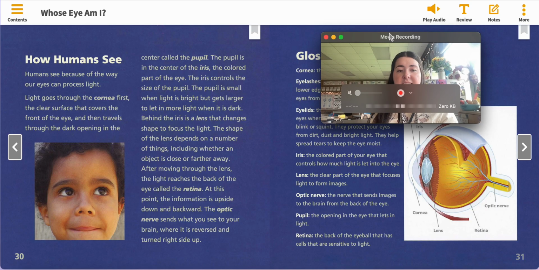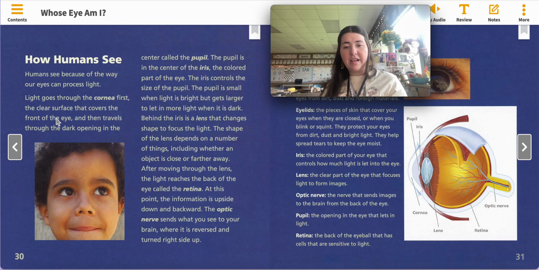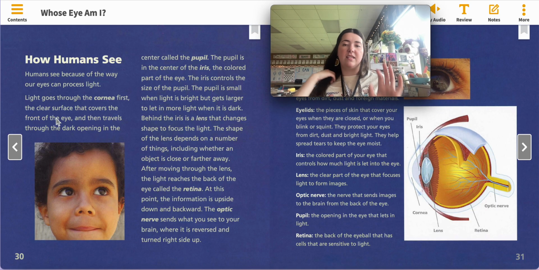All right, and then this says, it's a little tidbit on human eyes, how humans see. Humans see because of the way our eyes can process light. Light goes in through the cornea first, the clear surface that covers the front of the eye, and then travels through the dark opening in the center called the pupil, that black part.